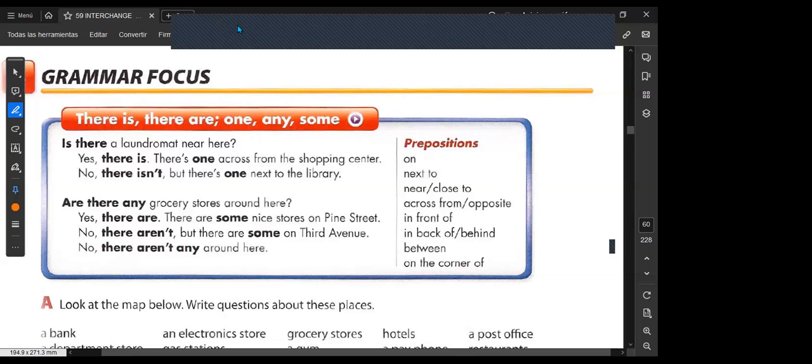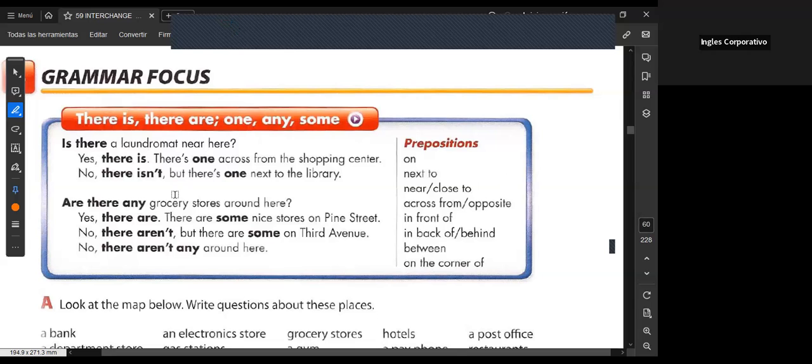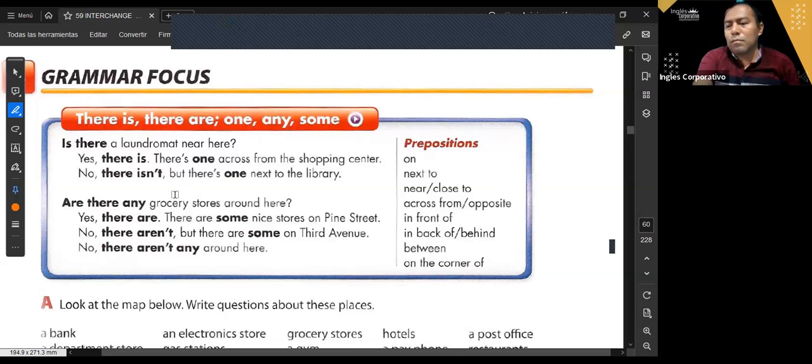Prepositions. On. Next to. Near. Close to. Across from. Opposite. In front of. In back of. Behind. Between. On the corner of. On the corner of, right? So, very good. Now, listen to the pronunciation and repeat in your houses.